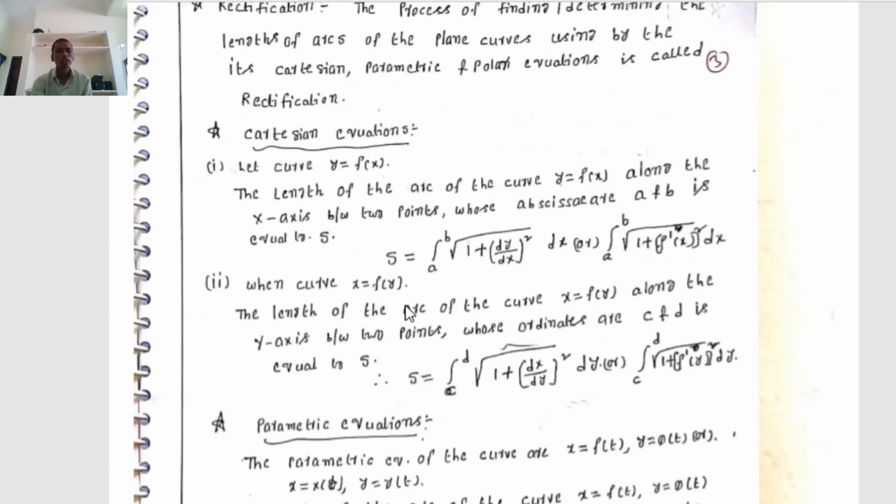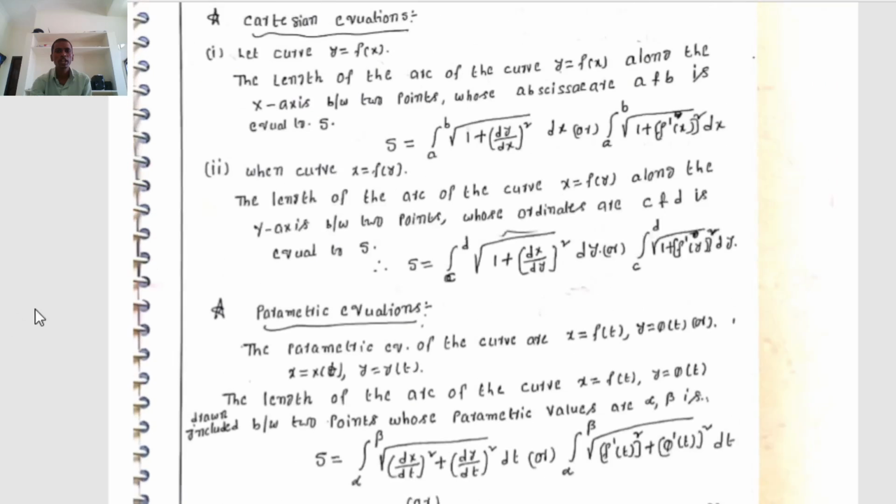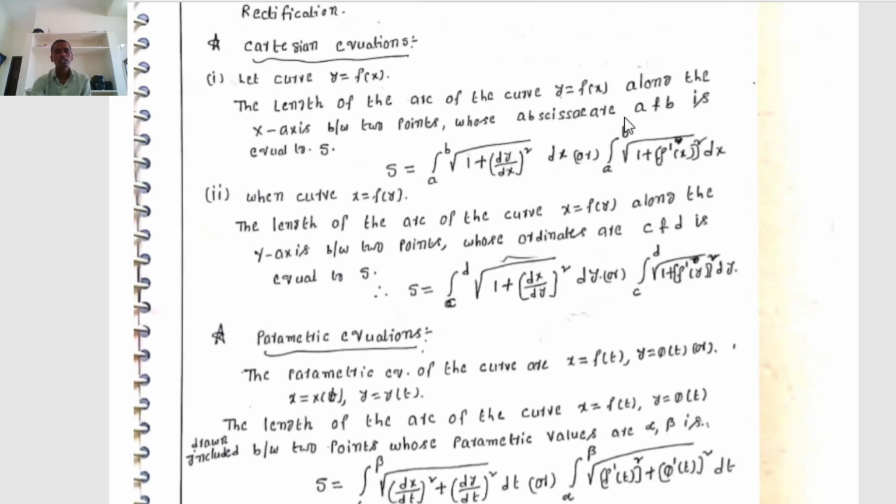X equal to f of y along the y axis, y limits are c to d. Y equal to f of x, the length of the arc of the curve along the x axis, x limits are a to b. Therefore s equal to integration a to b square root of 1 plus (dy by dx) square into dx, or integration a to b square root of 1 plus (f dash of x) square into dx.